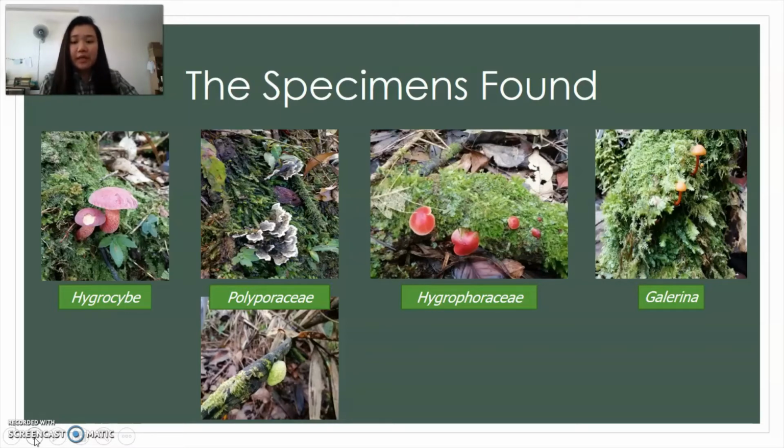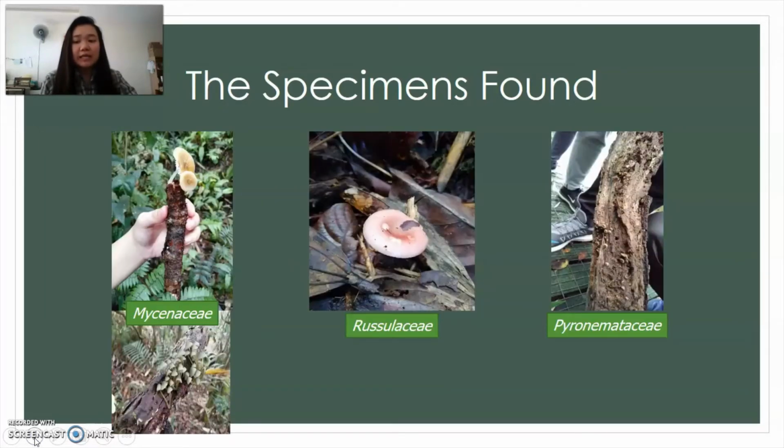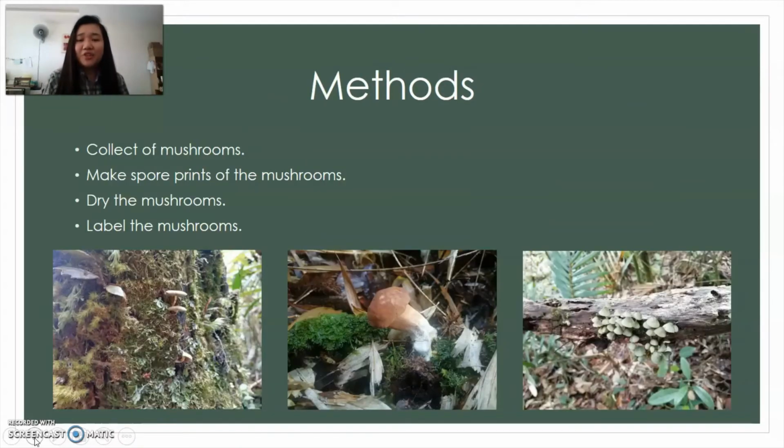The first family that we saw was Hygrocybe, second, Polyporaceae, third, Hygrophoraceae, fourth, Galerina, fifth, Physalacriaceae, sixth, Incertae sedis, seventh, Ganoderma, eighth, Strophariaceae, ninth, Mycenaceae, 10th, Russulaceae, and 11th, Pyronemataceae.